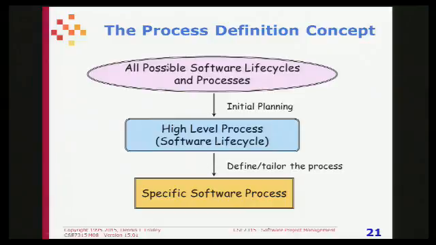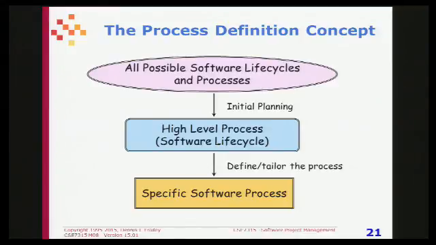The basic idea is you take all possible software life cycles, and as part of your initial planning, you choose a high-level life cycle, or maybe more than one if you have significantly different kinds of software. And then you tailor it to the details of your situation, producing your specific process. A good example of tailoring is you decide not to do detailed inspections until you get to the third iteration or something like that.